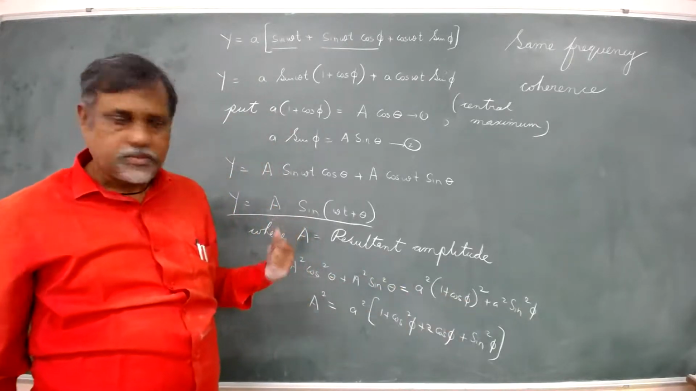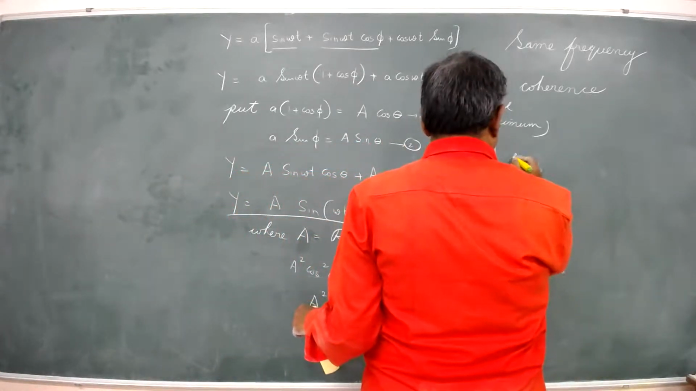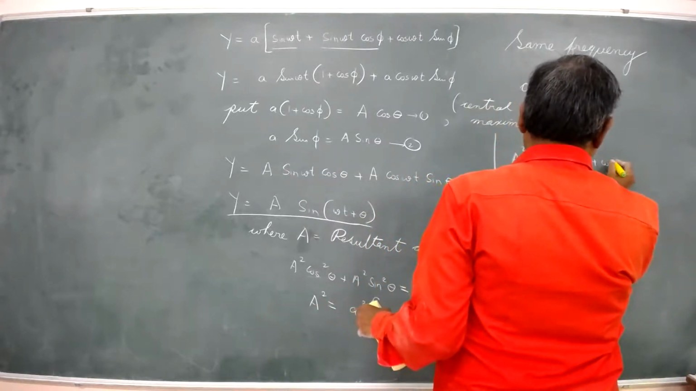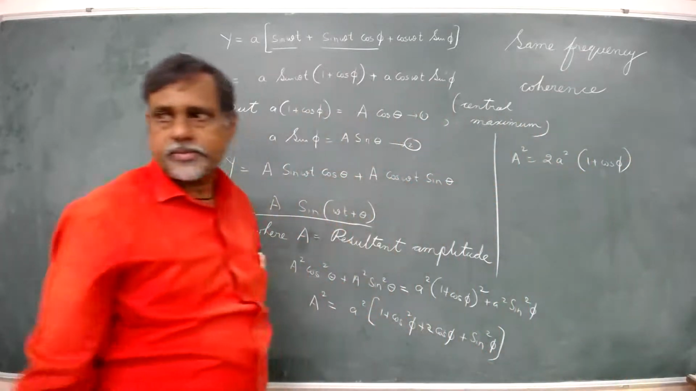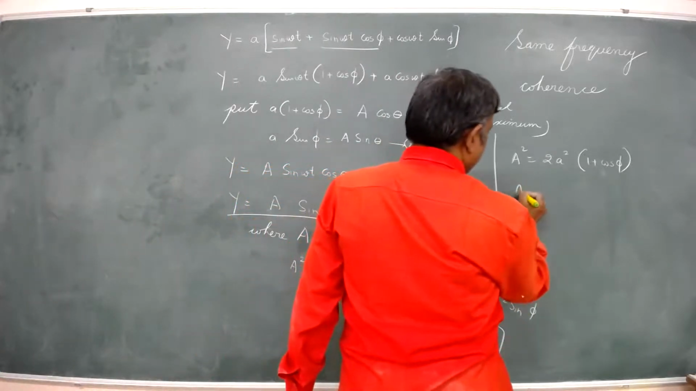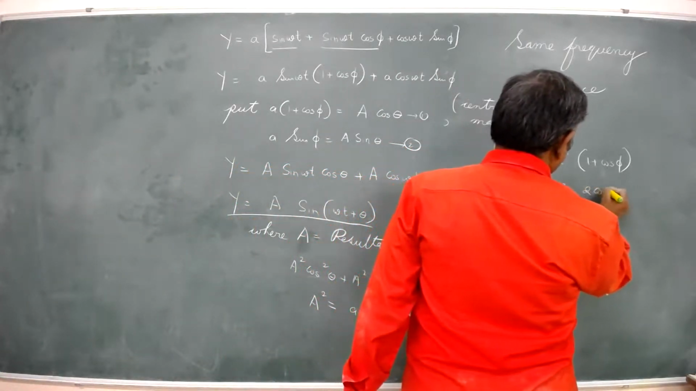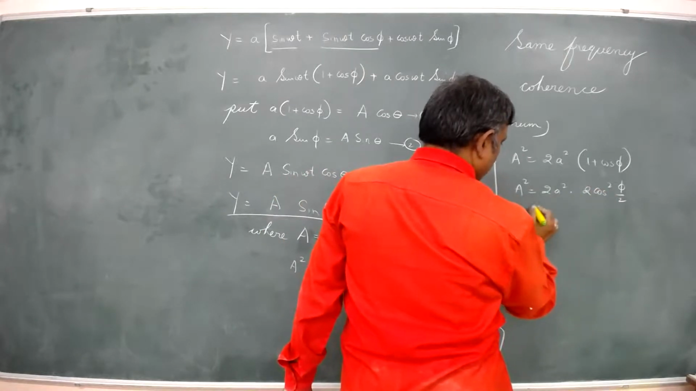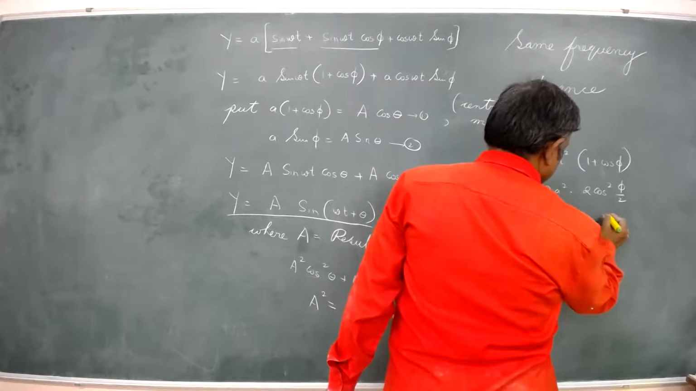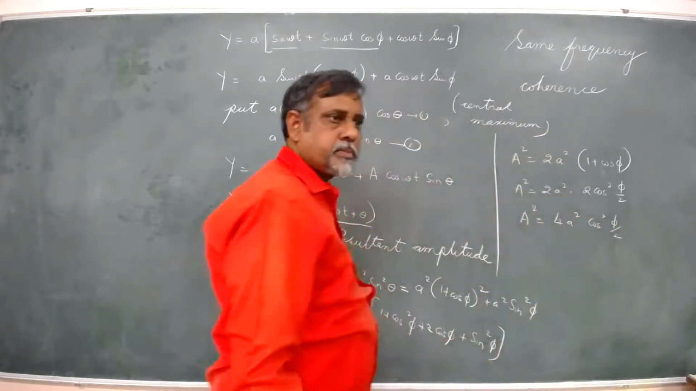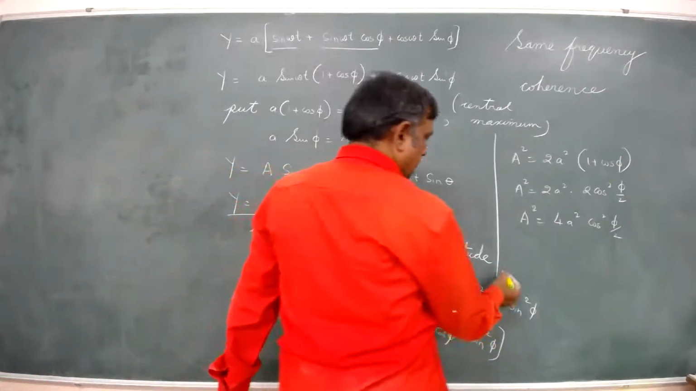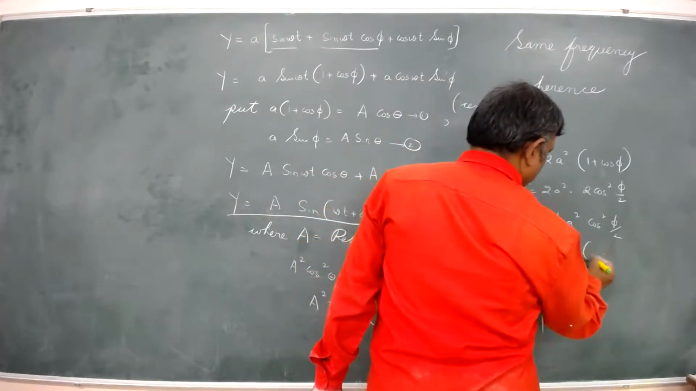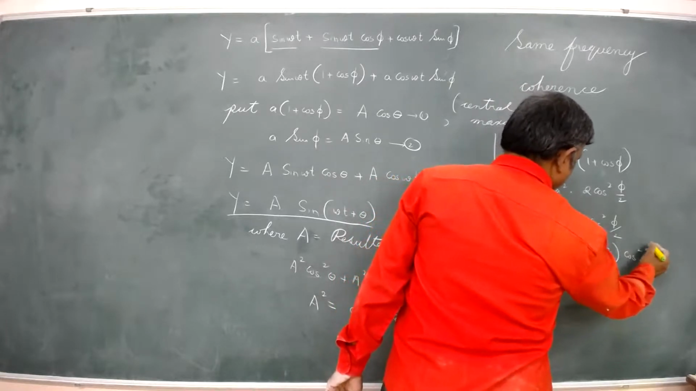2 again can be taken as common. So A square is equal to 2 a square into 1 plus cos phi. How do you write 1 plus cos phi in the trigonometric equation? 2 cos square phi by 2. 2 into 2 is 4. So A square is equal to 4 a square cos square phi by 2. Okay, so I will be multiplying by the constant K, so K A square is 4 K a square cos square phi by 2.